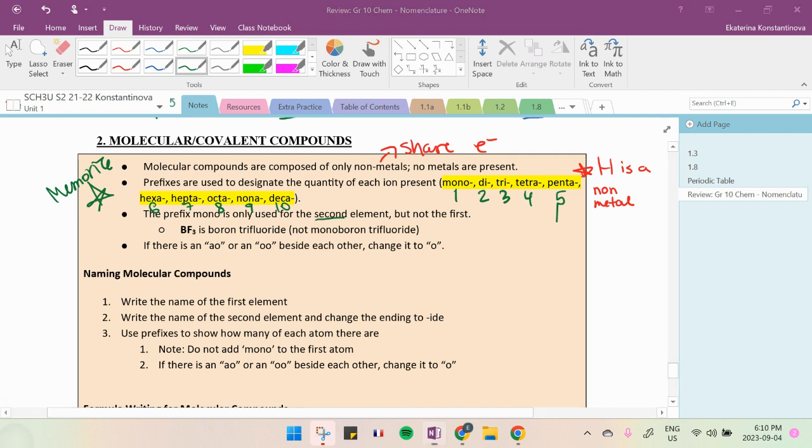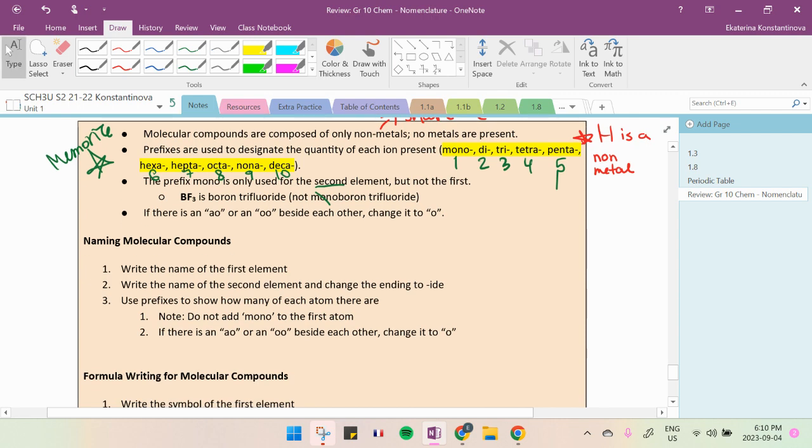The prefix mono is only used for the second element, not the first. So if you only have one of the first element, you do not write mono before the first element, only before the second one. So BF3 is boron trifluoride, not monoboron trifluoride. Okay, so again, not mono, but you just say boron for your first element. If you see an A O or an O O beside each other, change it to just a simple O.